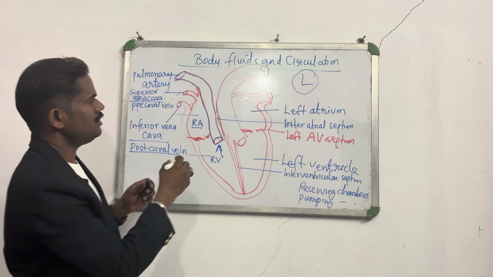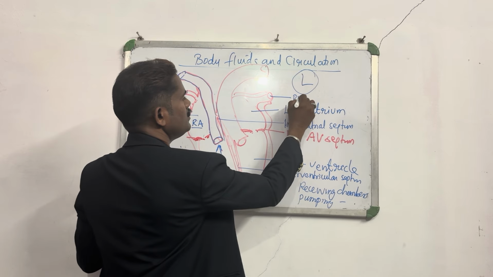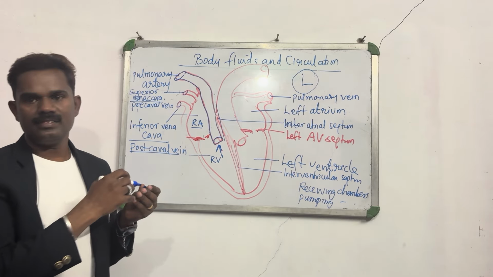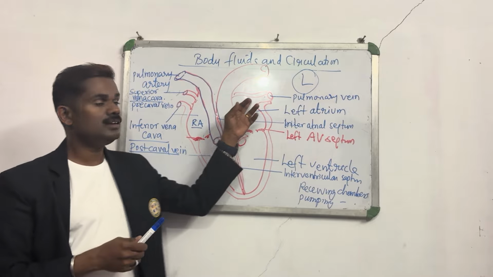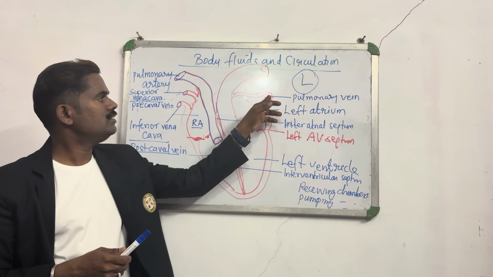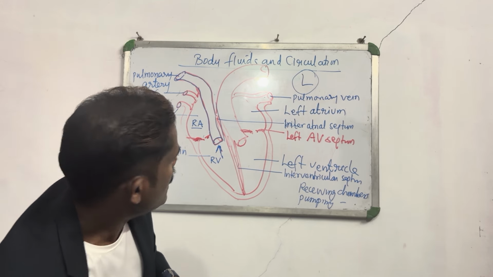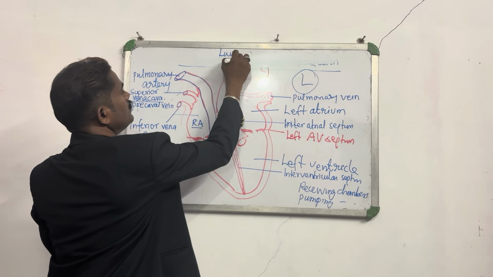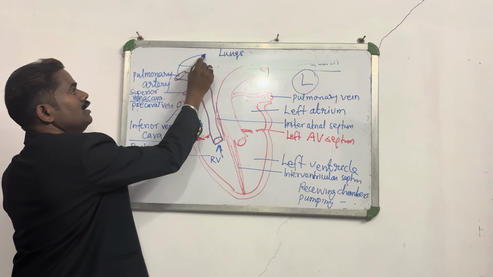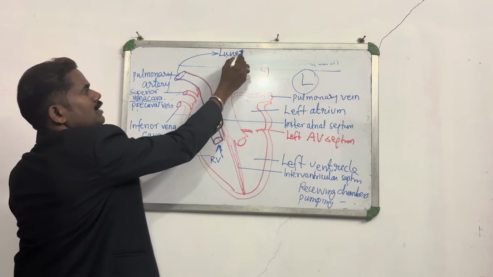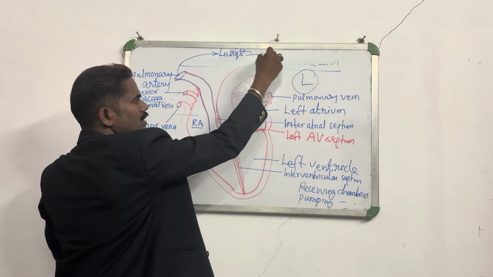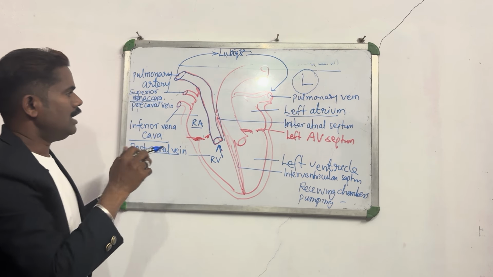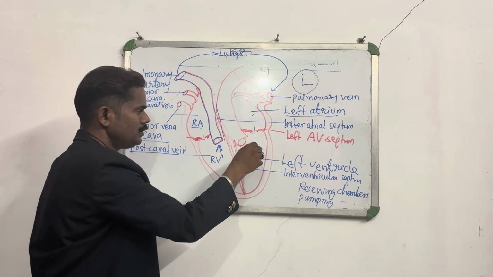Then the next one is pulmonary vein. This is the only vein which carries oxygenated blood. All other veins carry deoxygenated blood in our body, and this vein carries blood from lungs to left atrium. Here, the pulmonary artery carries deoxygenated blood to the lungs, and here oxygen is added and that oxygenated blood is carried by pulmonary vein to the left atrium, and left atrium pumps blood to left ventricle.